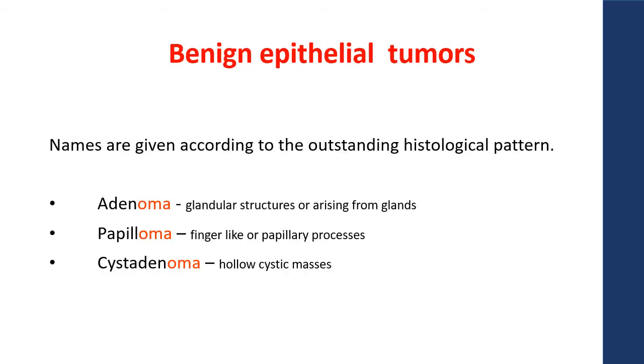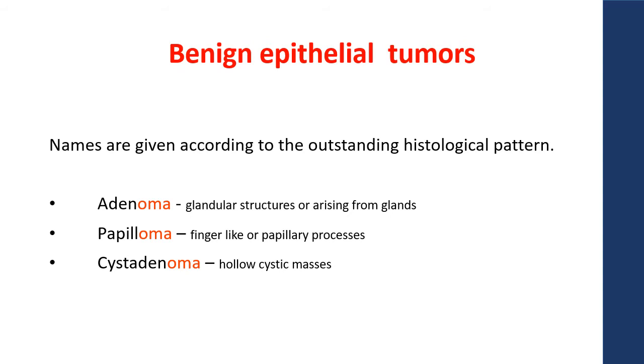For example, we call it adenoma. Aden means glandular epithelium. Oma, mass, swelling. So any tumor arising from glandular epithelium, we call it adenoma. Aden is glandular epithelium, oma, swelling or tumor. So any benign tumor arising from glandular epithelium or glandular structures, we call it adenoma.